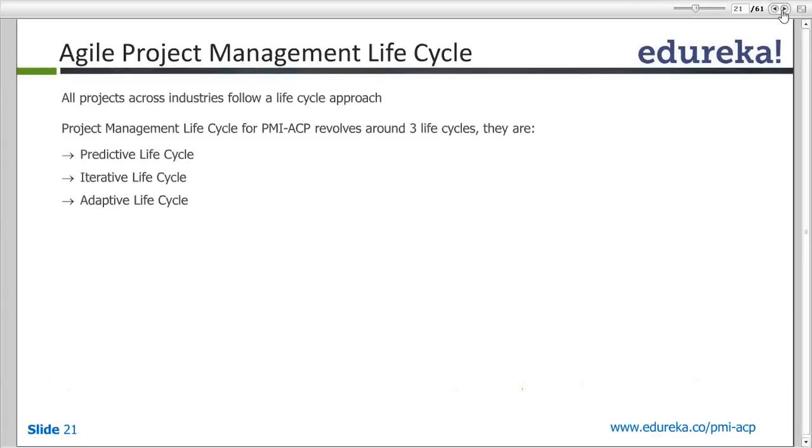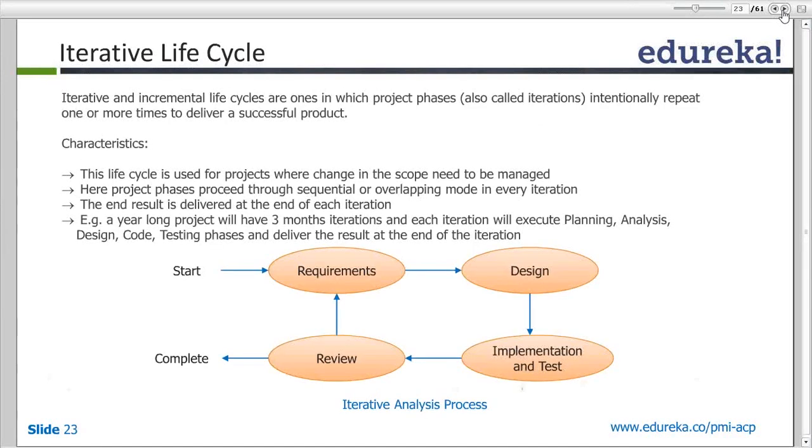So the Agile life cycle revolves around three types. They are predictive life cycle, iterative life cycle, and adaptive life cycle. With predictive life cycle, we mean that time and cost are required to deliver that scope.